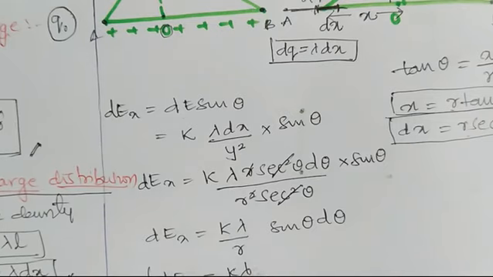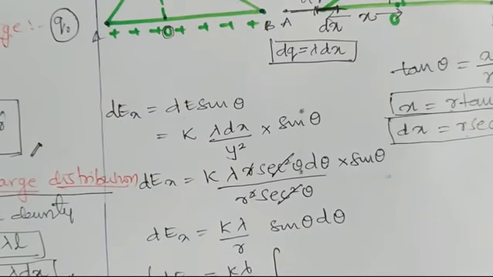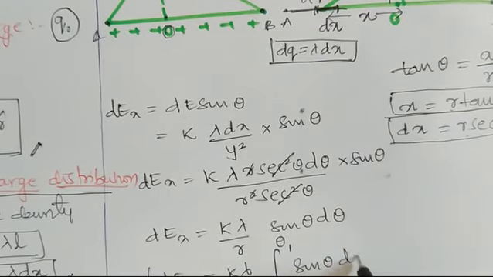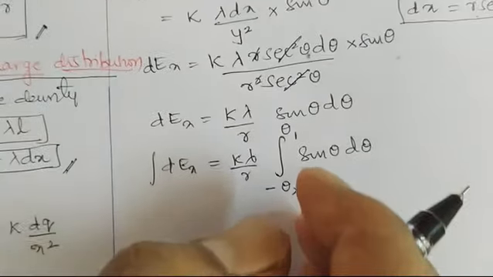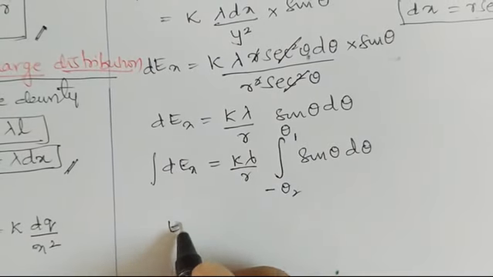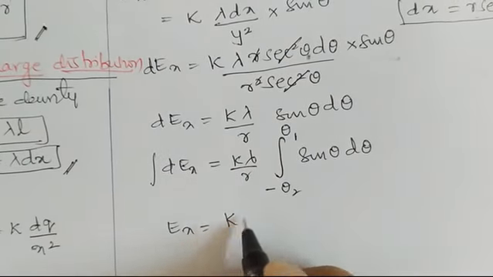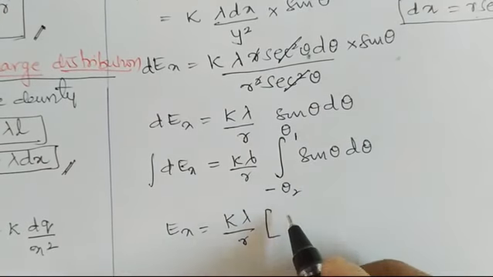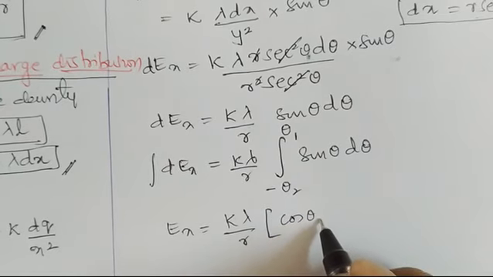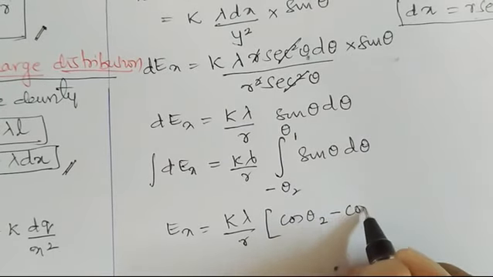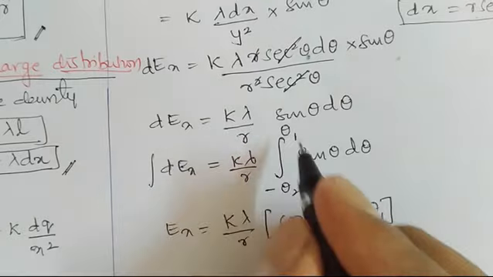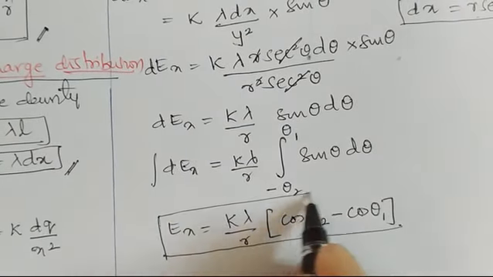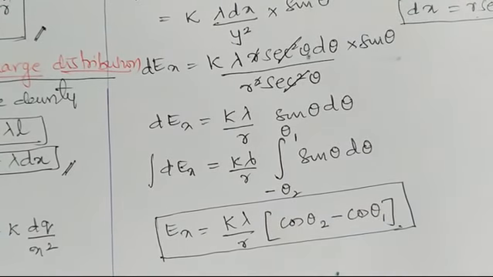So, integrating from minus theta 2 to theta 1 sine theta d theta, right? So what will you get? The electric field along the x-axis is K lambda divided by r. When you integrate, you will get cos theta. So we will get cos theta 2 minus cos theta 1, when you substitute the upper limit and lower limit. This is the expression for the electric field along the horizontal direction.